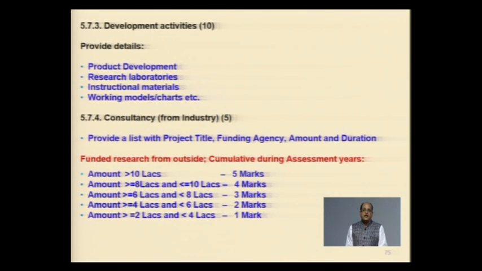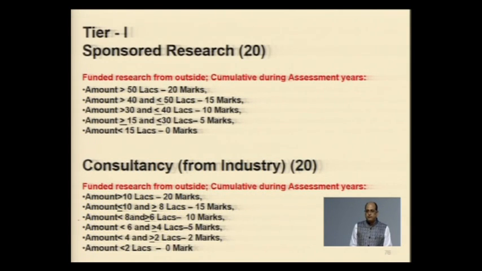If you look at the development activities: product development, research laboratories, instructional material, working models and charts. Consultancy, the amount in multiples of 2 lakhs, again at the program level. Consultancy is very clear that it should be from the industry, and the amount should be cumulative in multiples of 2 lakhs, from 2 lakhs to 10 lakhs. The same amount will remain as it is in case of tier 1 institutions.